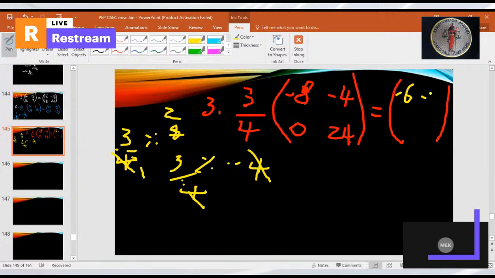3/4 times 0 is 0. Then, likewise, 3/4 times 24. The 4 goes into 24 six times. Multiply 3 times 6. So that would give 18.